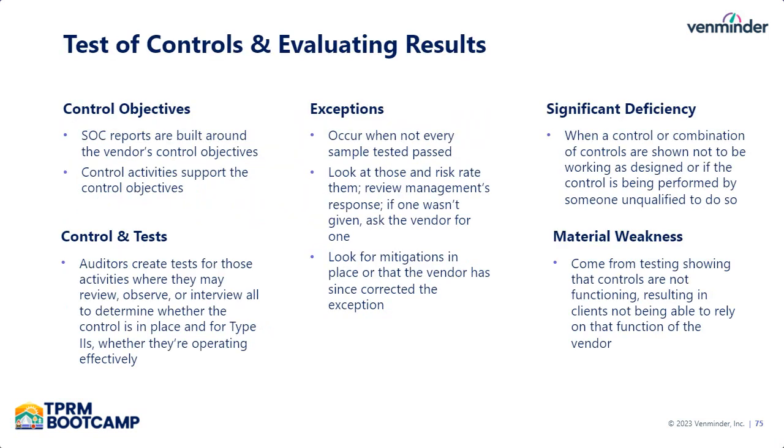So when we talk about the testing of controls and evaluating results, we really want to talk about how SOCs are built around a vendor's control objectives. And these are overall goals for a function. Control activities support those objectives, and auditors create tests for those activities where they may review, observe, interview, or all three to determine whether the control is in place, and for Type 2s, whether they're operating effectively. If the testing doesn't go well, or if there's nothing to test, then exceptions or, in severe cases, deficiencies and material weaknesses will come into play.